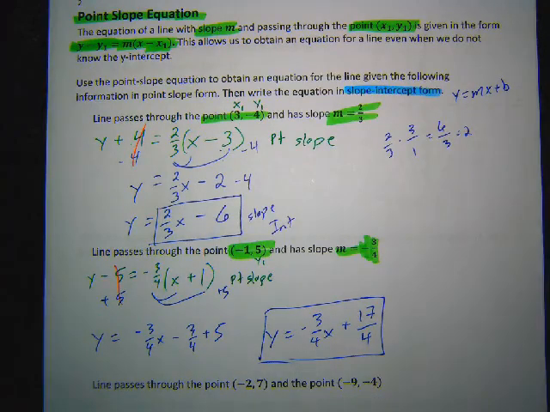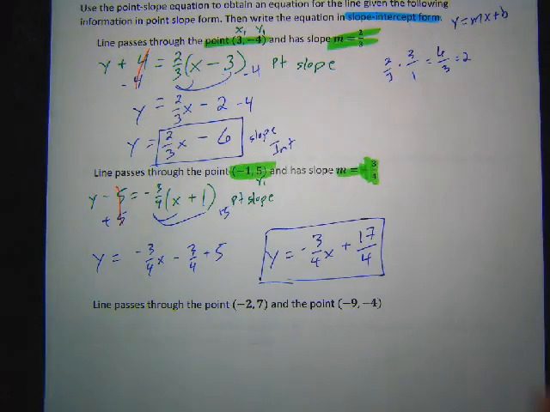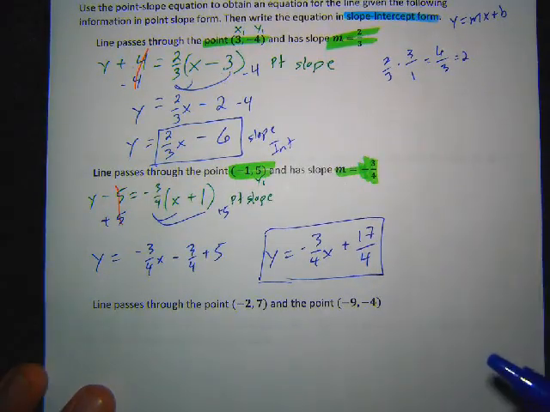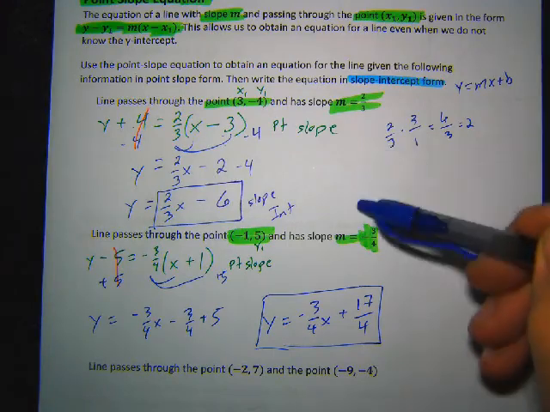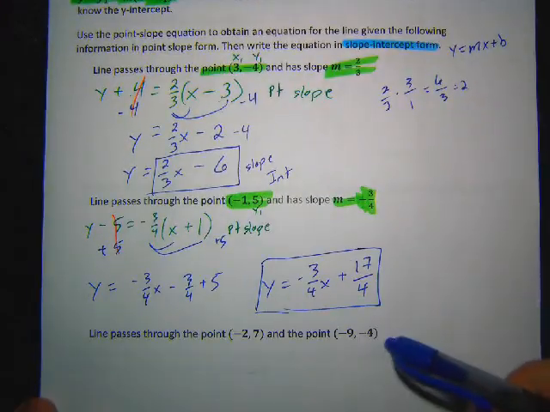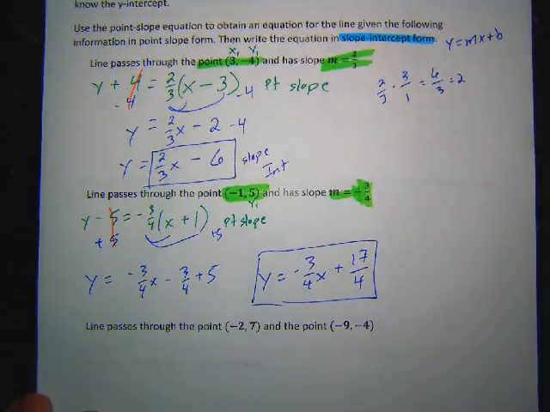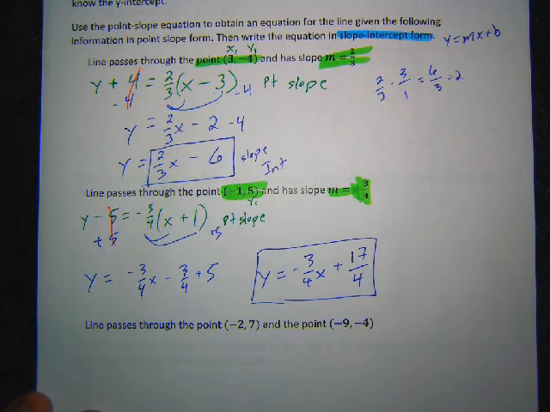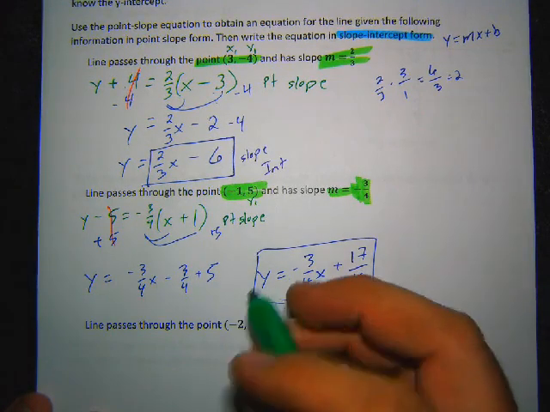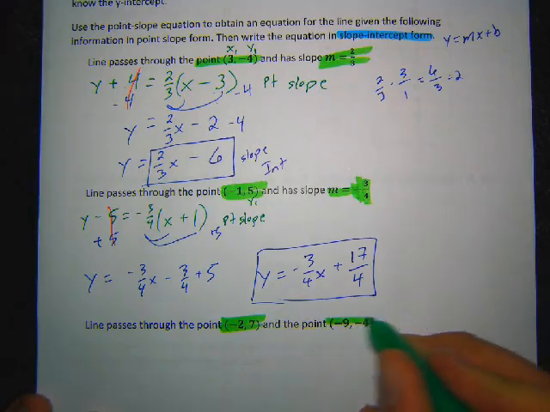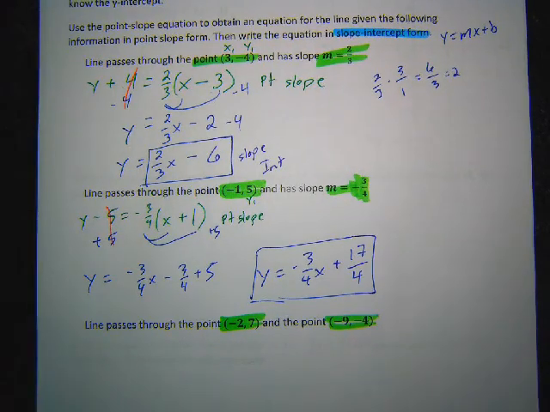Okay, let's do one more of these. Now this one's a little different. Hopefully you notice what's different. The other two gave us the slope, right? They gave us m. This one doesn't give us the slope. They gave us 2 points, but they didn't give us a slope. So what do I do if I have 2 points and no slope?